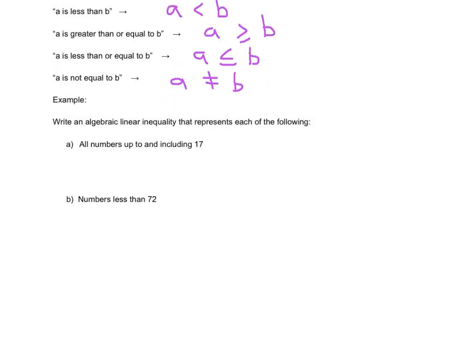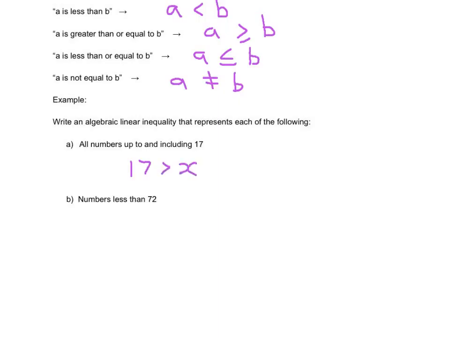So we're going to go through a bunch of different examples and we'll see how we're doing. So write an algebraic linear inequality that represents each of the following. So all numbers up to and including 17. Okay? So 17 is our boundary point, and all numbers up to and including. Okay? So that means those are going to be the numbers that are smaller than 17, right? Which means 17 is going to be the bigger number.